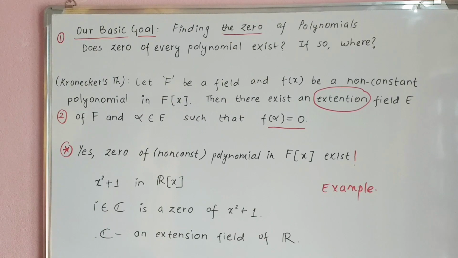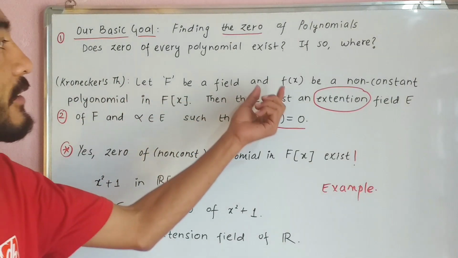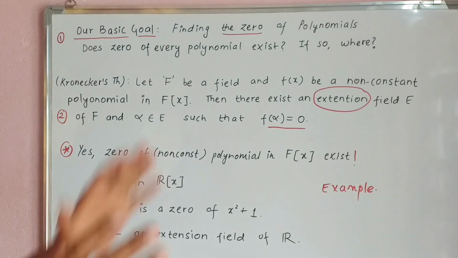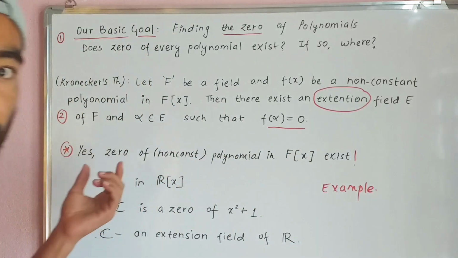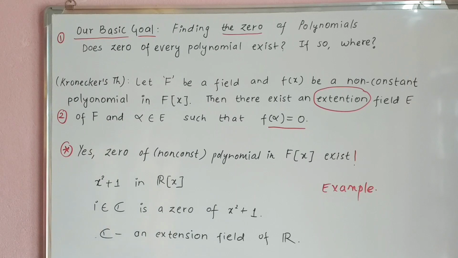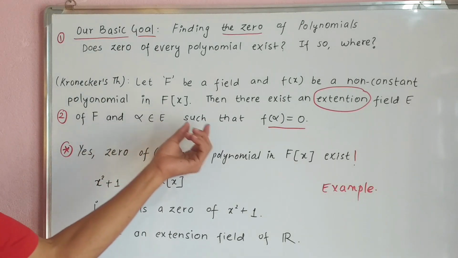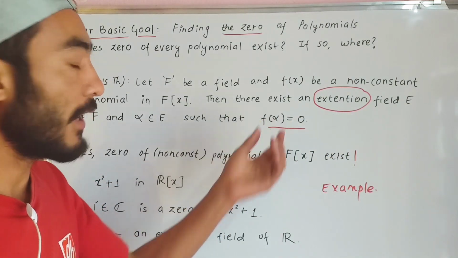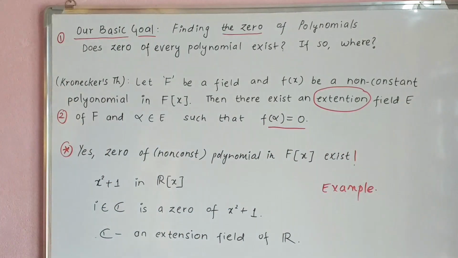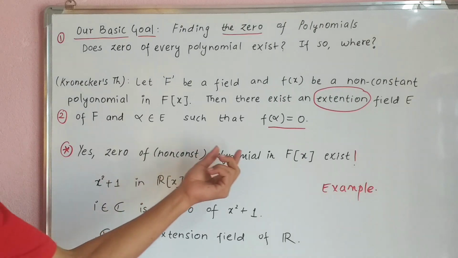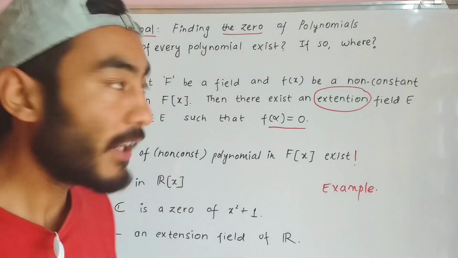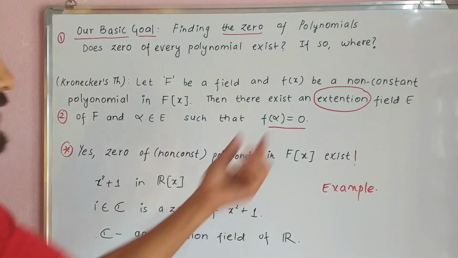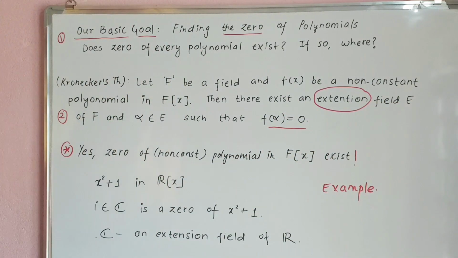It states that F be a field and f(x) be a non-constant polynomial in F[x]. Then there exists an extension field E of F, and alpha belongs to E such that f(alpha) equals 0. That means alpha is a zero of f. So yes, indeed, a zero of every non-constant polynomial in F[x] exists. And where? In what field? Either in F itself or in an extension field E of F.